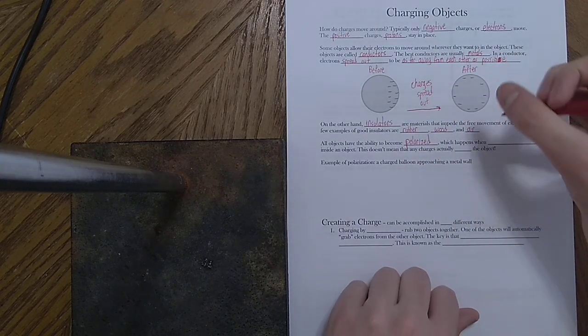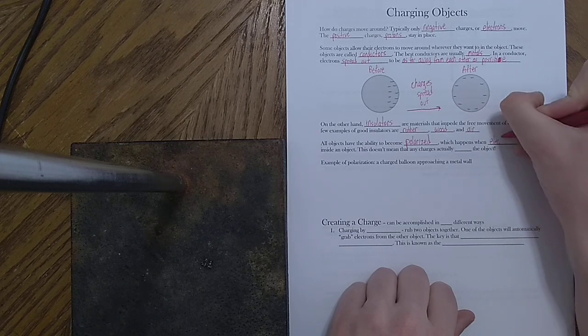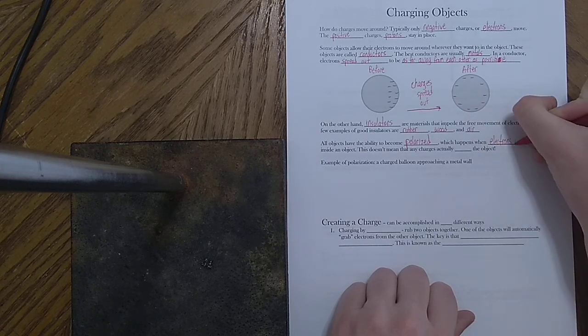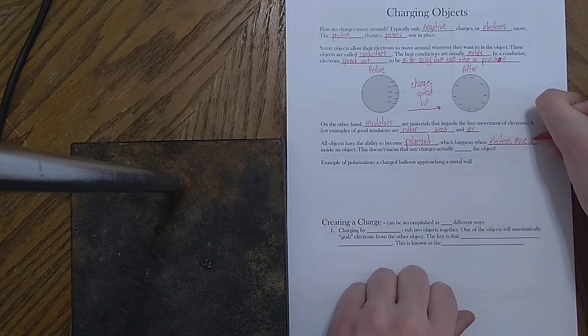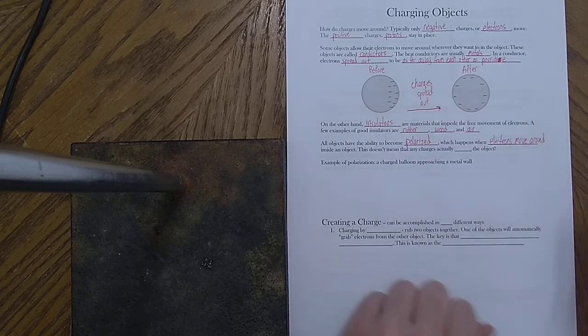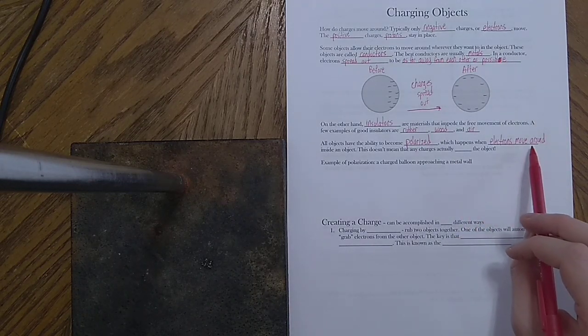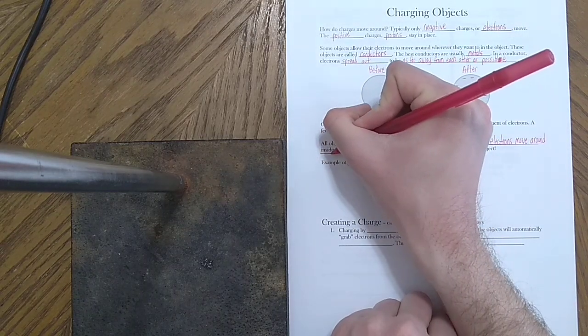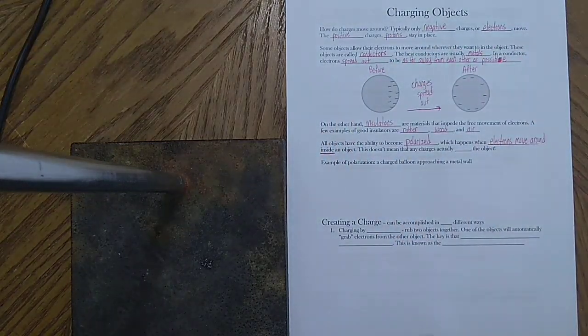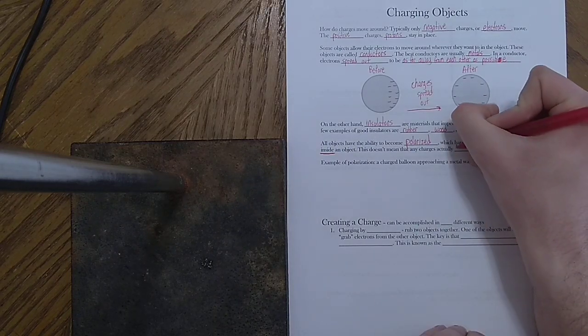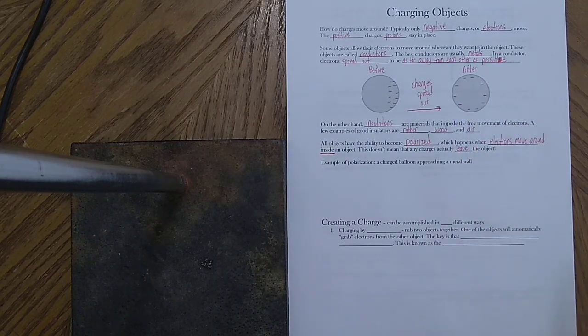And this is a process that happens when electrons move around inside an object. This happens to both conductors and insulators, just to different extents. Electrons moving around inside an object is what polarization is called. Okay? This does not mean that any charges actually leave the object. The electrons simply move around on the inside of it.